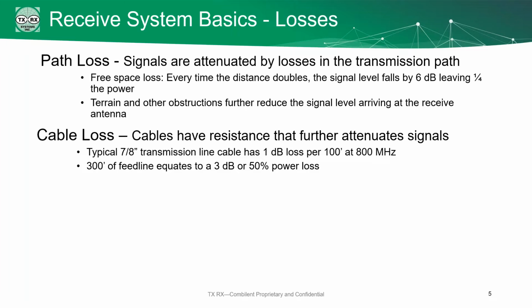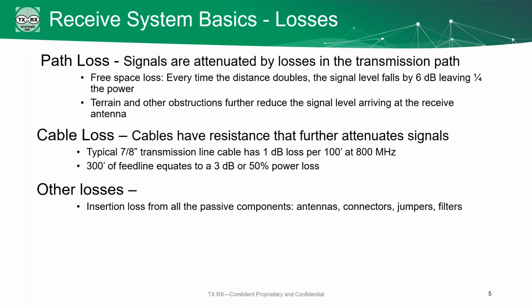The second thing that we've got is cable loss. Cables have a resistance that further degrades the signal. And for a 7/8 transmission cable, that's about 1 dB of loss for every 100 feet at 800 megahertz. So if your tower is 300 feet tall, you're going to have a 3 dB loss just in your cable. And that's about 50% of the power of the signal. Well, that's really not good for your system in general. So we have to overcome these losses.